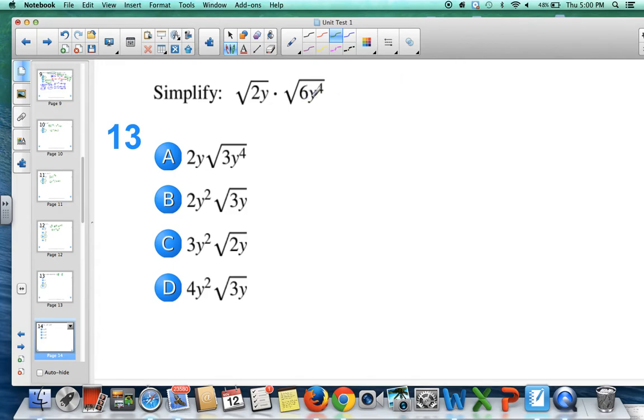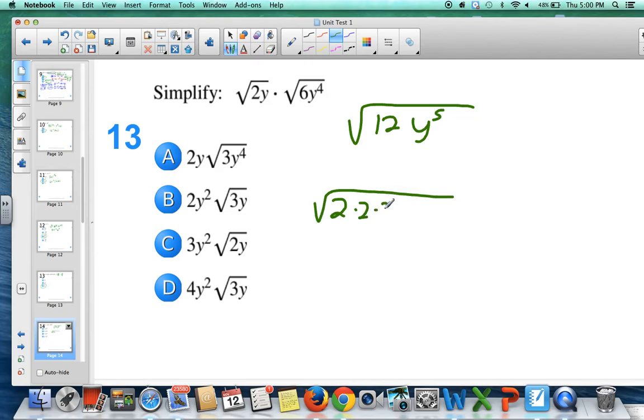In simplifying this, what I would do is I would make this one big square root. 2 times 6 is 12. And then y to the 5th. And that's what I would look at. Okay, that's good. Now, how can I simplify that? What comes out? This is the old way we did it with Mr. Brockman. We said 12 is 2 times 2 times 3, because 4 times 3. And then y to the 5th is y, y, y, y, y.